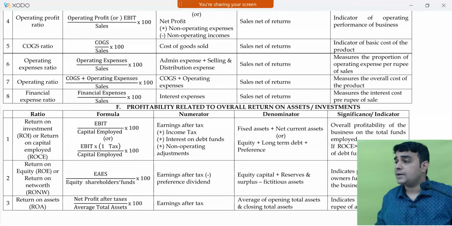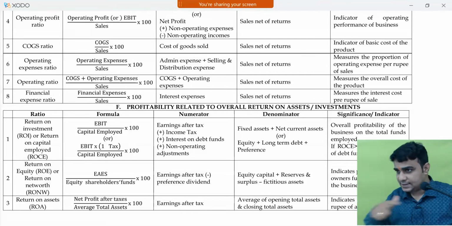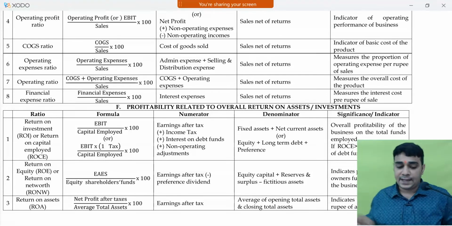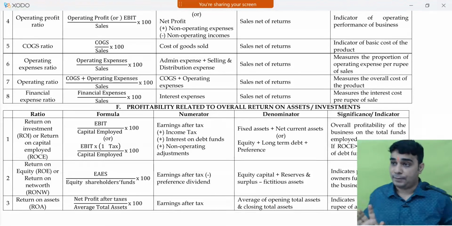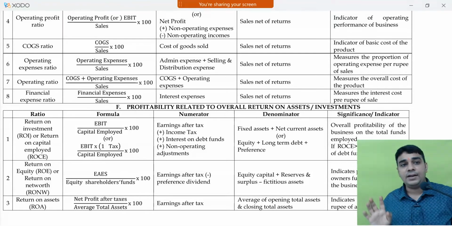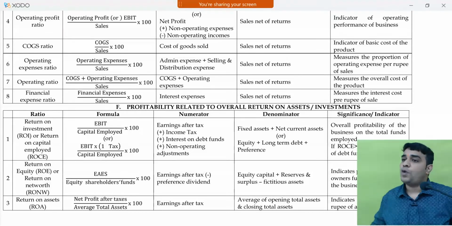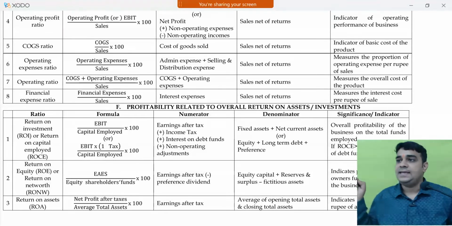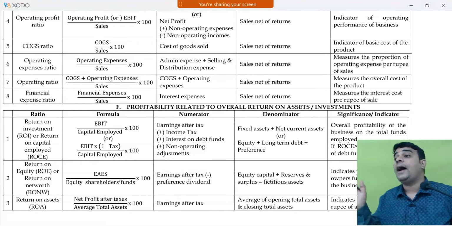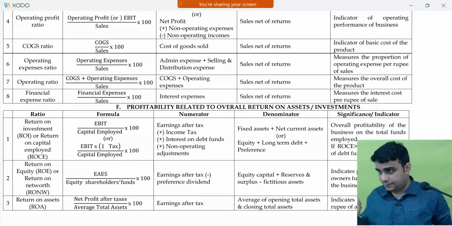Return on investment ratios, ROI or ROC, which I had discussed in one of the questions: EBIT by capital employed, or EBIT into 1 minus tax. The rule is you have to take average capital employed if you have the data. Return on equity is what goes to the equity shareholder, which is EAES. Finally, the equity shareholder will get that, divided by equity shareholders' fund. Again, average if possible.